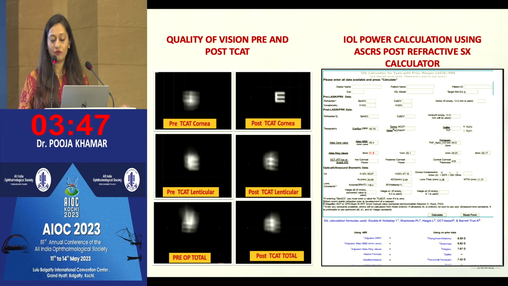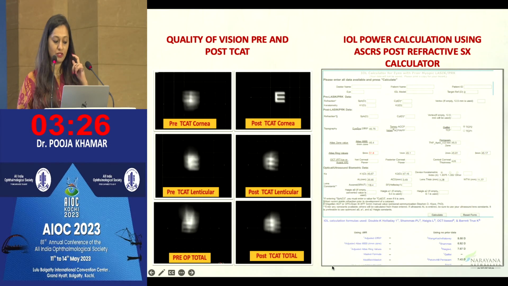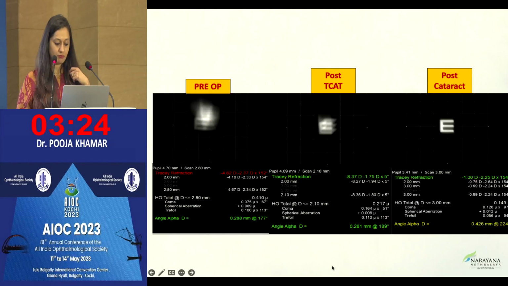And you can use one of these. Of course, all the previous speakers have beautifully spoken about what calculators to use and how. So that is what you do here. And you can see this was the quality of vision of the patient before the TCAT, before the regularization. This is after the regularization, and still there was a lenticular aberration present. So that is why her quality of vision was poor. But once you do the cataract surgery, this is what happens. Thank you.